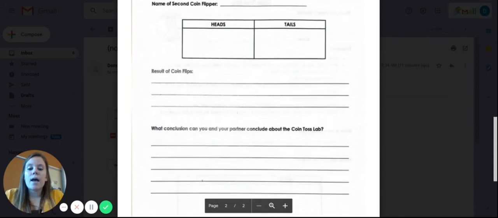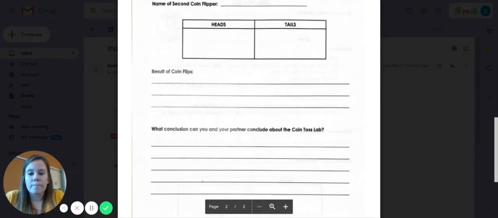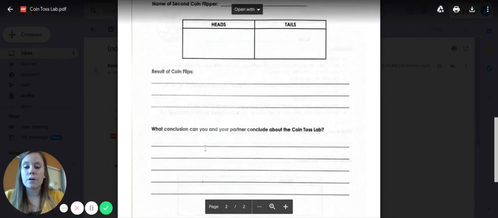and decide how come everything came out that way? How come your results came out that way? Why did this coin toss lab come out this way? How come it was almost 50% each time? Maybe it wasn't 50% each time. What happened? Discuss all of that down here below on these lines here.